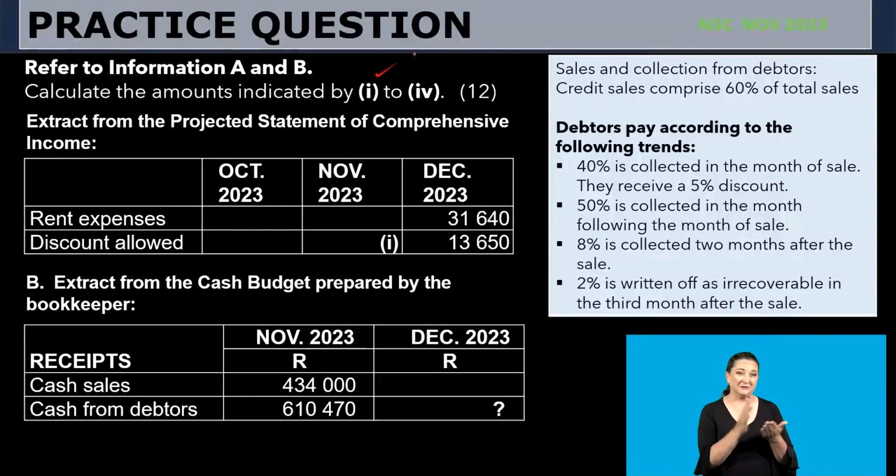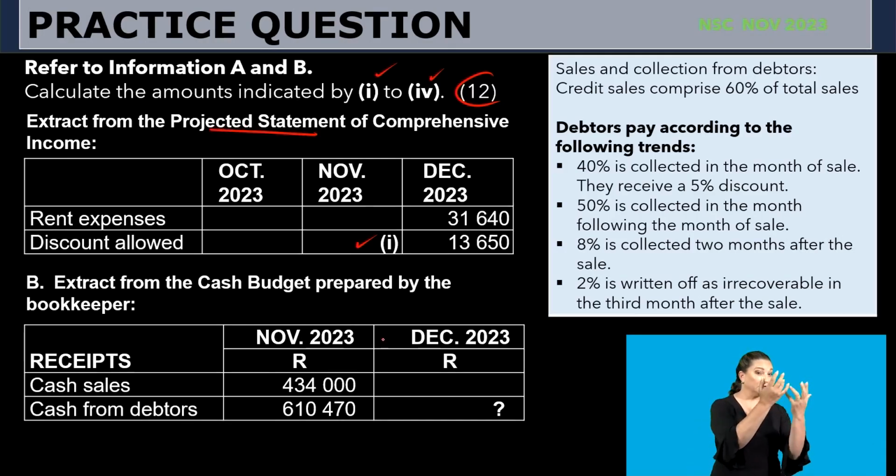Now we are going to calculate certain missing amounts. Here we have 1 up to 4, and we stand to win 12 marks. And here we are required to calculate the discount allowed. The discount allowed. Now, if we are to calculate this, it is very important to understand that you have an extract of information from the projected statement of comprehensive income. All right? And you want to know the discount allowed in the month of November.